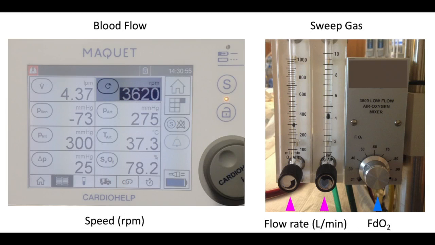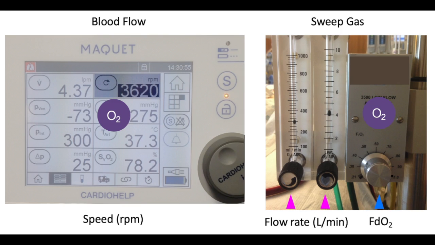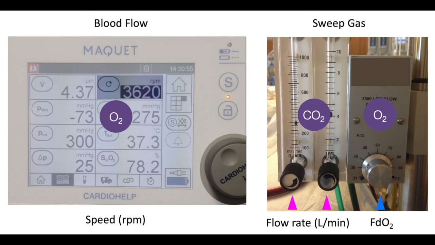ECMO knobology is pretty simple. You get to adjust three things. Number one, the speed of a centrifugal pump in revolutions per minute, which determines the blood flow in liters per minute. Number two, the flow rate of the sweep gas in liters per minute. And number three, the FiO2 of the sweep gas. In general, the blood flow rate and the FiO2 affect oxygenation, and the sweep gas flow rate affects CO2 removal.